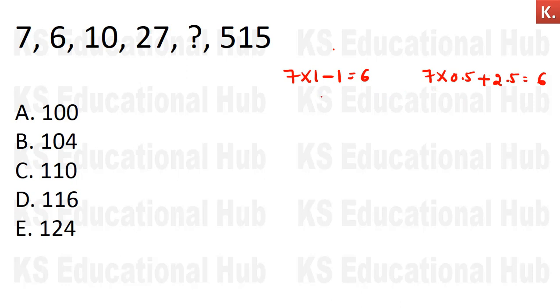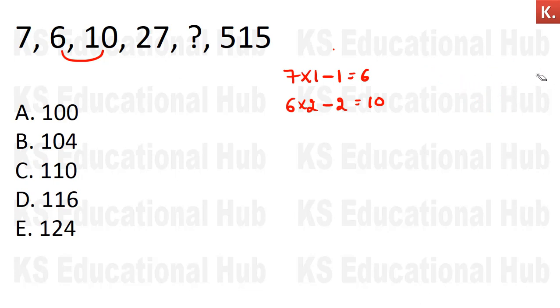After that, you can go for this when it doesn't work. How can 6 be made as 10? According to this, 6 into 2 is equal to 12, and 12 minus 2 is equal to 10. So here, how can 6 be made as 10? 6 into 1 is 6 plus 4. So there is no connection here, friends. That is why I can certainly say that this one doesn't follow.